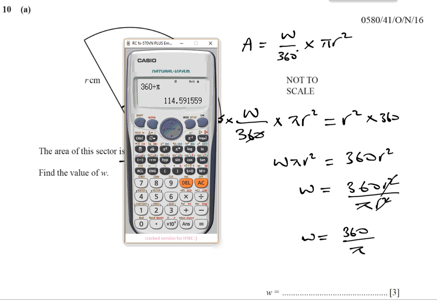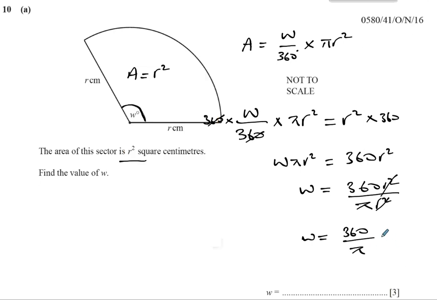114.591, and the display continues. So we want to write it clearly here. 114.591 dot dot continues like that. That's w. So this is an angle. We're going to write it to 1 decimal place. So we should really write 114.6 degrees. Okay, so there's part A done for us, and I'm going to go on to part B.